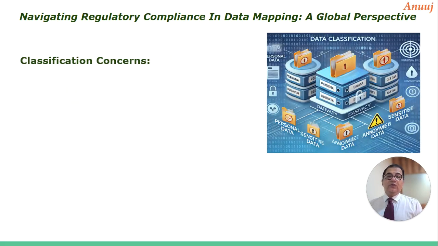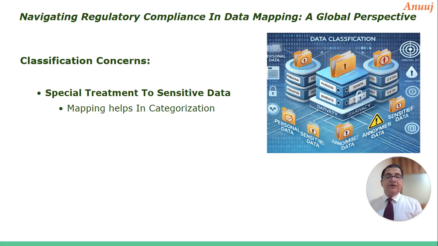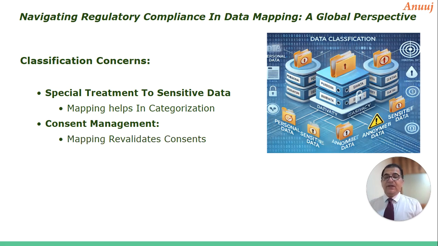So we talk about these jurisdictions and we say there are some classification concerns. For example, sensitive data has to have a special treatment. So you need to map your data as required towards sensitive data. Data, if breached, can harm an individual. Consent management cannot happen until I know what data I have and until I'm able to map it with the purpose. Once I map it with the purpose, then I can go back to the user and say, well, here's the purpose. Can you please provide me your consent?